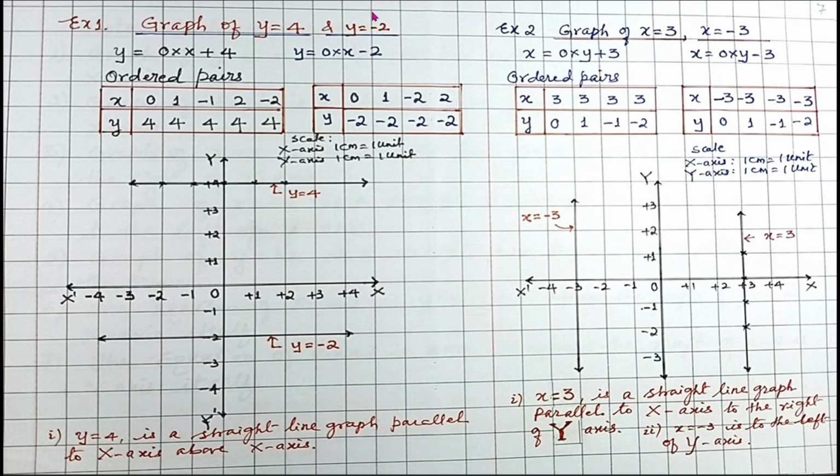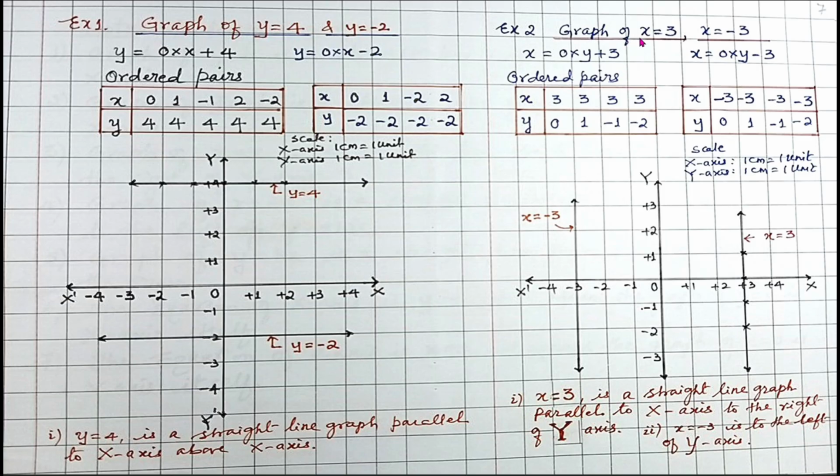Now y is equal to minus 2. If I draw the graph of y is equal to minus 2, similarly I get a straight line graph below the x-axis and parallel to the x-axis. Therefore y is equal to minus 2 gives us a graph which is parallel to the x-axis but below the x-axis. That is what you have to remember. So in both the cases we have got straight line graphs parallel to the x-axis, but if it is a positive value then it is above the x-axis, and for a negative value it is below the x-axis.